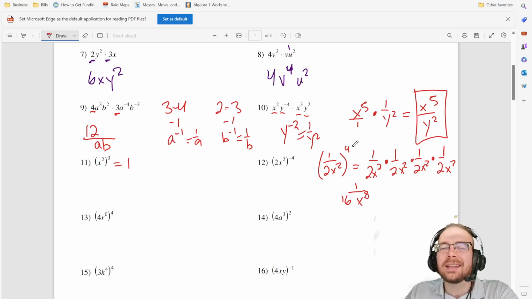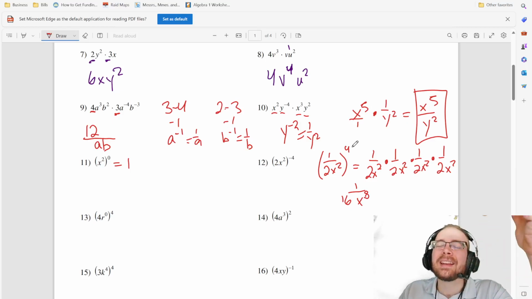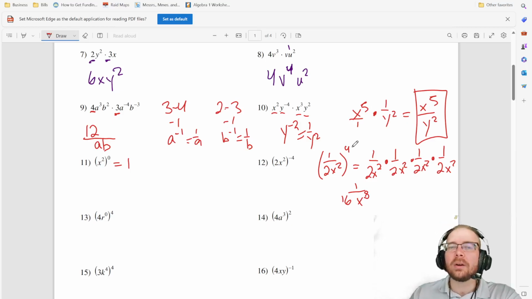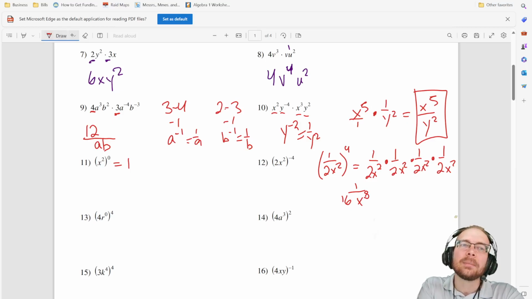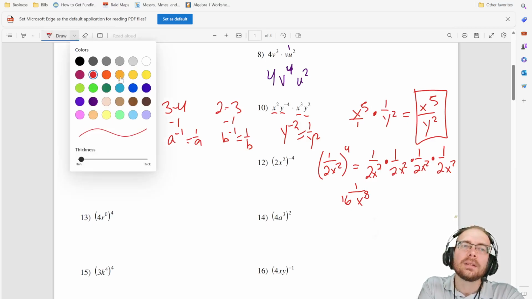But can you imagine sitting around and adding up 100 x squareds? Or times them and then adding up those powers? No, I wouldn't do that. So you want to know how to do it the shortcut way. And besides, it takes less time. So it's always helpful. All right.